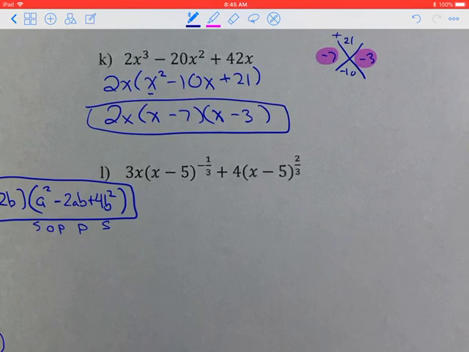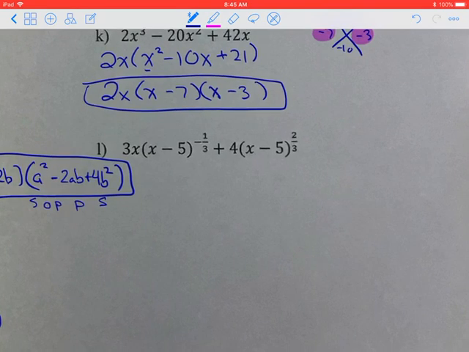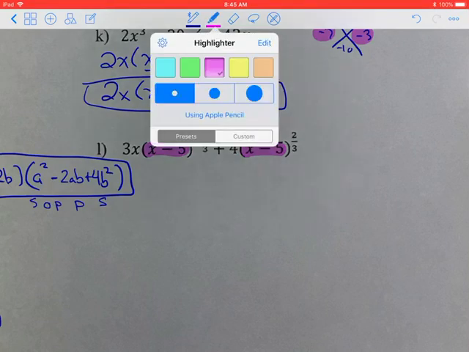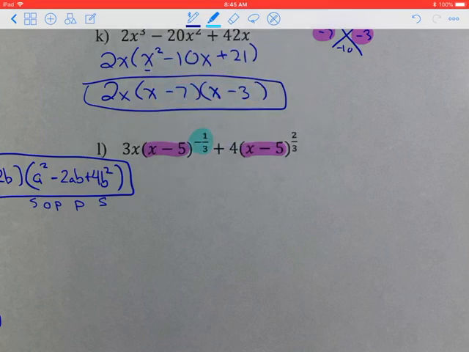And our last one is our trickiest. This one is the fractional exponent. So what I want to do is, just kidding, let me go back to my highlighter. Look at these common factors here. So I can take out an x minus 5, and then for the exponents, I want to take out the smaller exponent. All right, so I'm going to take out the negative 1/3 because that would be the smallest since it's negative. So I want to take out of both of these x minus 5 raised to the negative 1/3.